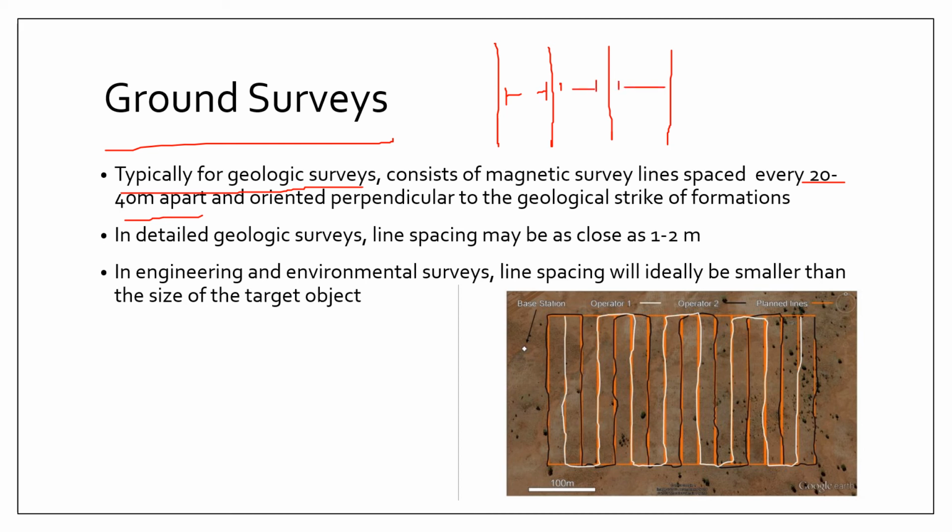And they are to be oriented perpendicular to the geologic strike of your geologic formation. So if this is your strike and dip symbol, this is your strike. Therefore, the survey lines should be perpendicular to your strike.